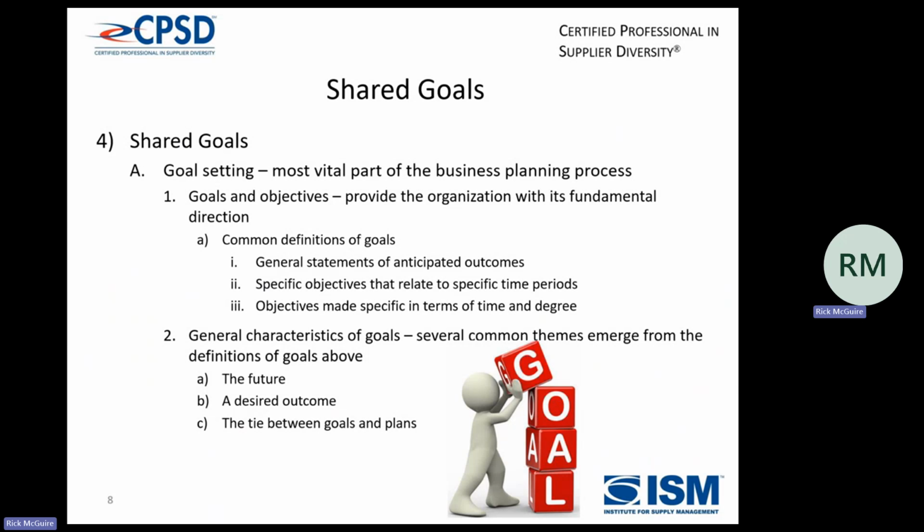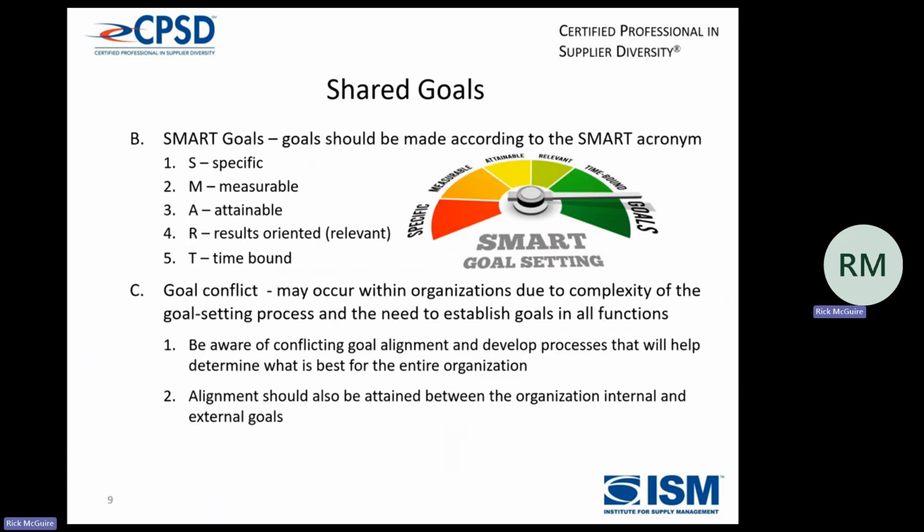The general characteristics of a goal. Several common themes emerge from the definition of goal above. Goals are about the future. It's a desired outcome. And there's a tie between goals and plans. Of course, they've got to be SMART: specific, measurable, attainable, results-oriented or relevant, and time-bound.